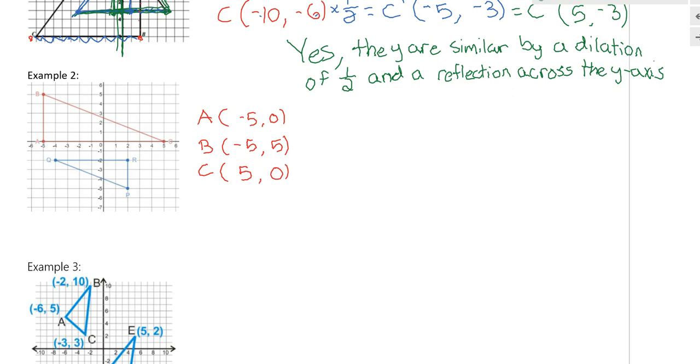So again, the first thing I'm going to do is find my scale factor. So this is my pre-image. I'm going to call this my image then. So K equals I over P, which is 6 over, and it looks like that's going to match this, 10. So that's 3/5.